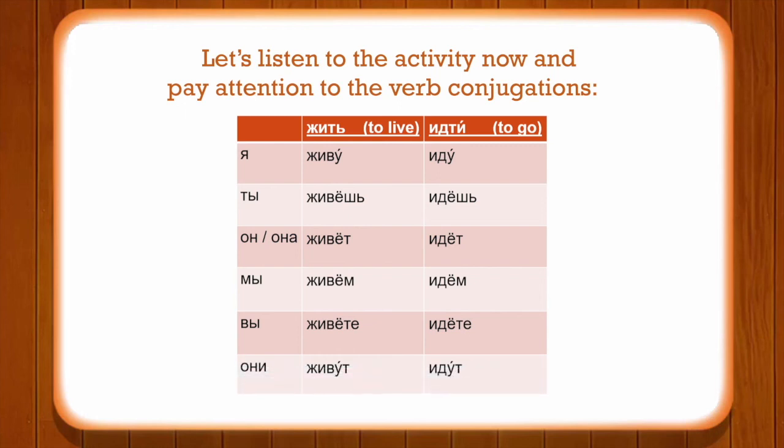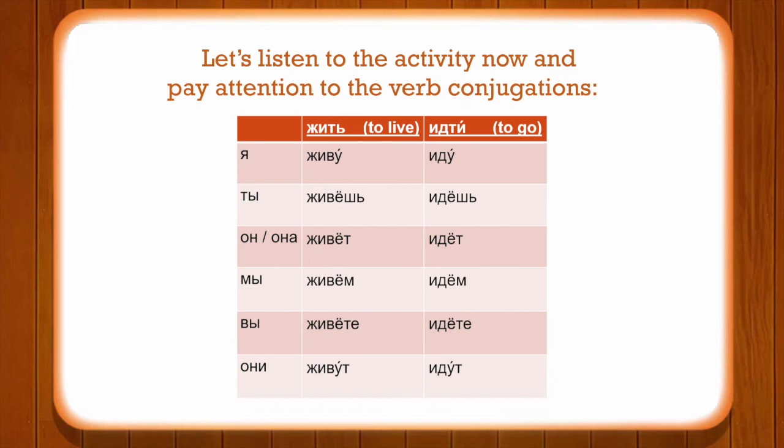Жить. Я живу. Ты живешь. Она живет. Мы живем. Вы живете. And они живут. Means I live. Ты живешь means you live. Она живет means he or she lives. Мы живем means we live. Вы живете means you live, plural. And они живут means they live.